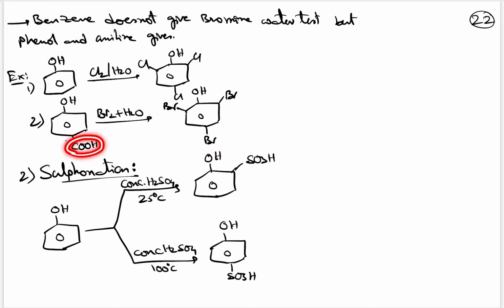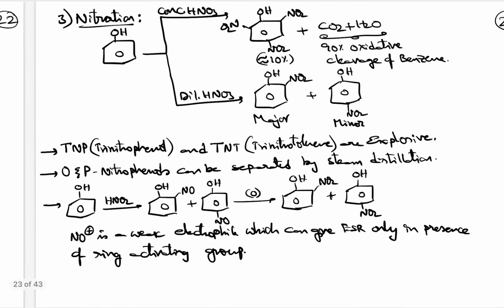And this reaction is not only with COOH; even in place of COOH, if SO3H is there, then also you will be getting a similar type of product. Then sulfonation reaction. Phenol on reaction with concentrated sulfuric acid at 25 degrees Celsius will give the ortho isomer, and at 100 degrees Celsius will give the para isomer.